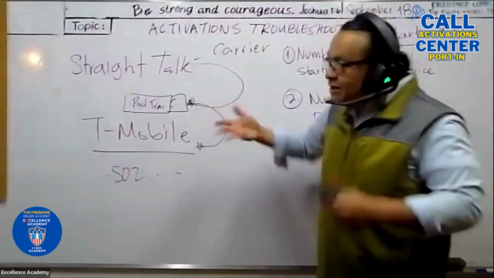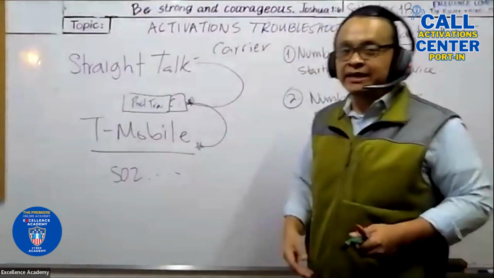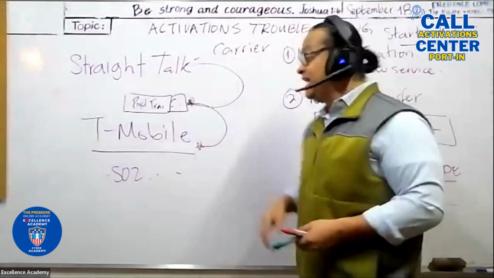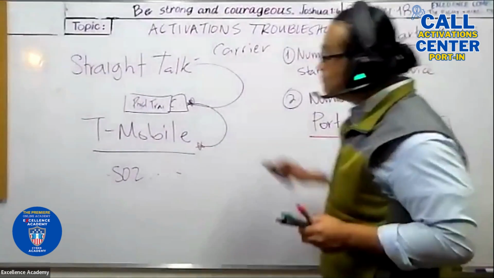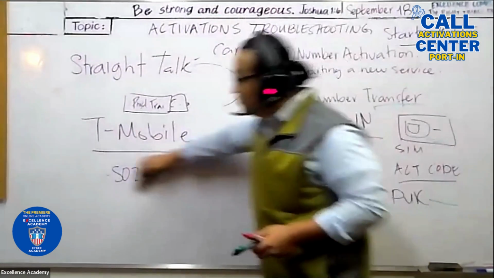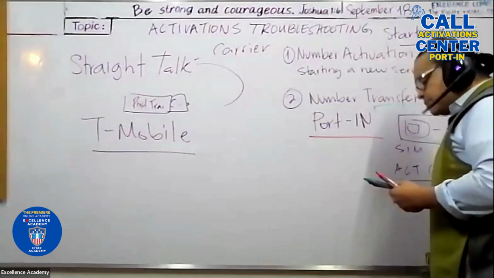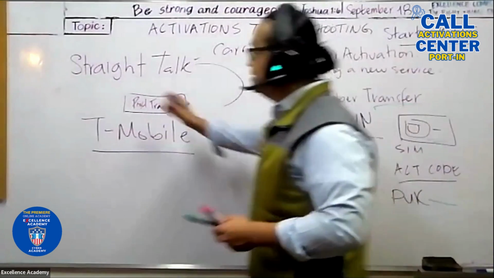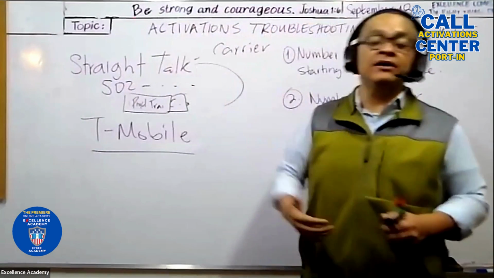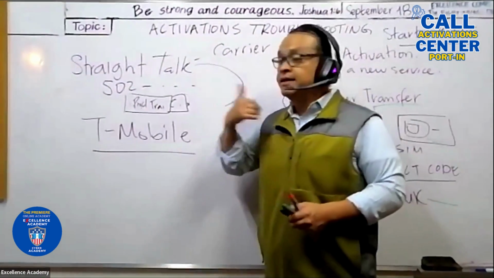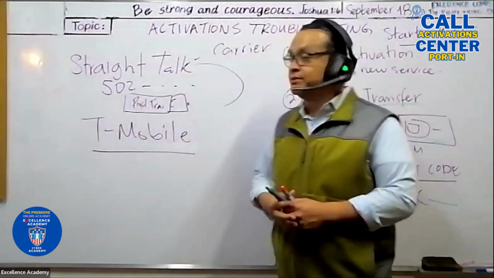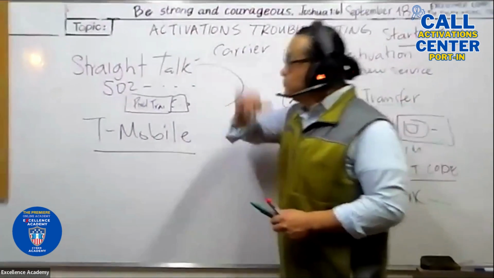So that's what a port in is. That's what a number transfer is. And customers will call you about this all the time. So this is a very common process. If there is some kind of discrepancy, some kind of problem, then the process will not go through and the number will remain with Straight Talk. And that's when we have customers calling in to verify if their transfer went through, right? So that's where we have to go in and do a couple of steps to make sure that it does.